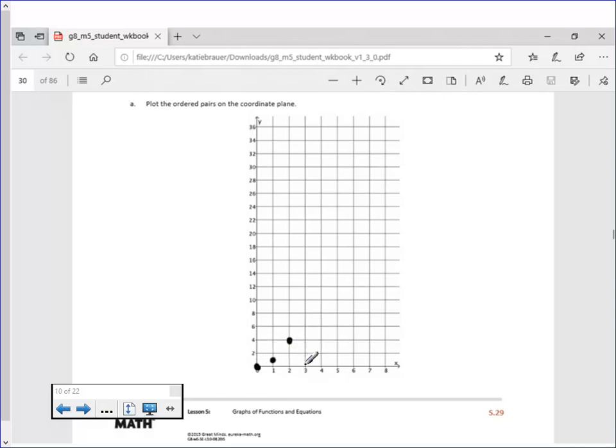3, 9, here's where you go over 3. You could go right in between 8 and 10. That's 9 right here. 4, 16. 5 and 25. And lastly is 6 and all the way up to 36. So this is what our graph looks like.